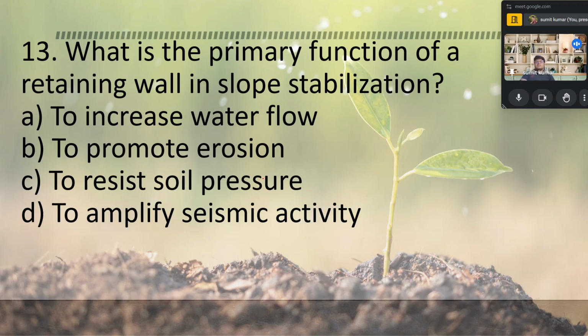Now, as we go ahead, we see the next question which states that what is the primary function of a retaining wall in slope stabilization? So option A is to increase the water flow, option B is to promote the erosion, option C is to resist the soil pressure, and option D is to amplify the seismic activity. So over here, the option C is the correct answer. Our option C is going to be our correct answer, right?